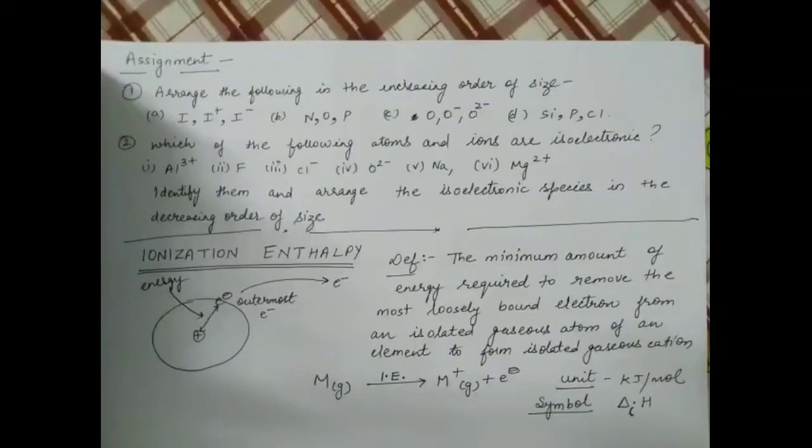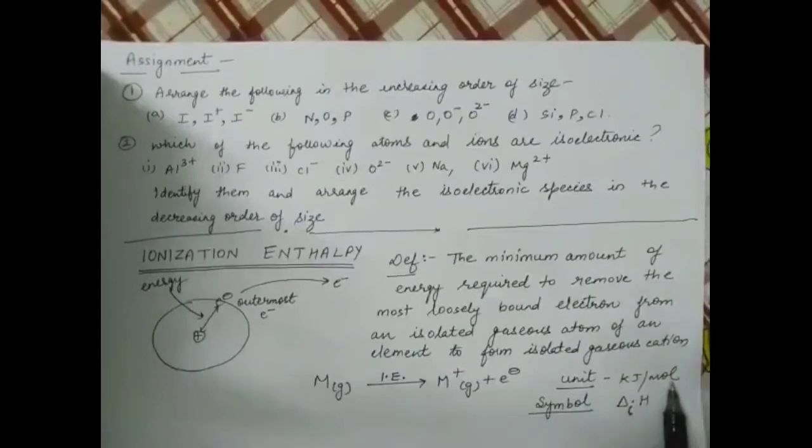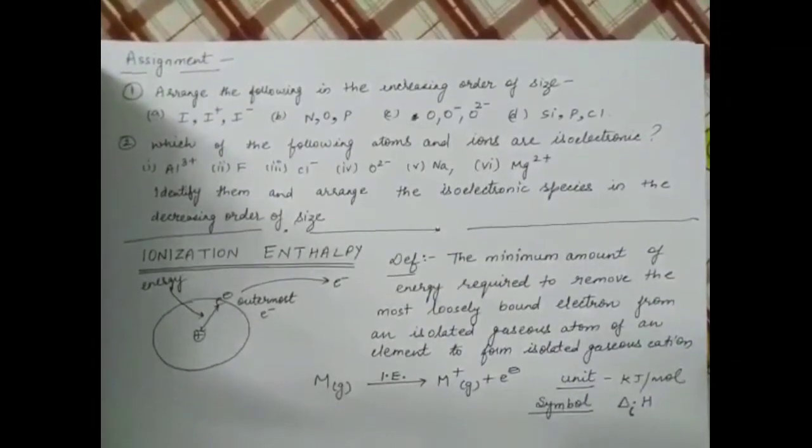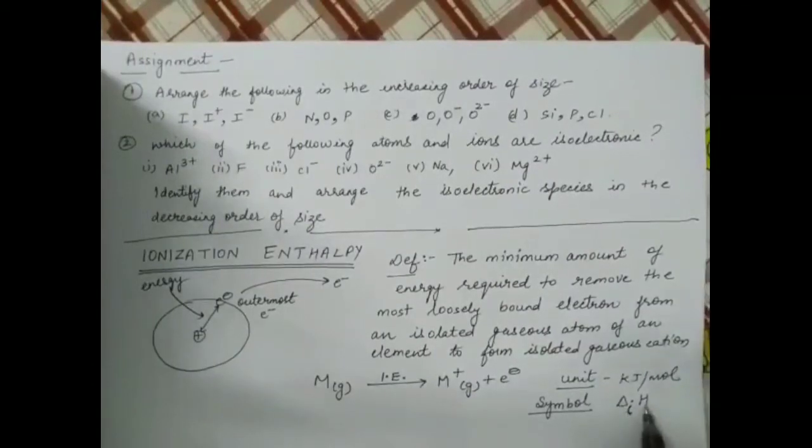Okay, now since it is energy, what is the unit of energy? It is joules or kilojoules. So the unit is kilojoules per mole. Mole you know, and we'll discuss this mole concept in detail in our classroom teaching. Per mole, for 1 mole. And what is the symbol for this ionization enthalpy? It is delta H I. I indicates ionization, delta means change, H indicates enthalpy.